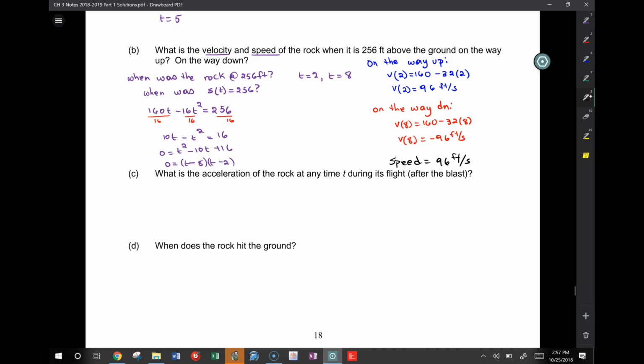Right. Okay. What is the acceleration at any time t during its flight? Okay. So what is the acceleration? Well, we know that v of t was 160 minus 32t. Okay. a of t is v prime of t. So that's negative 32. Okay. That means a of t, we need units now, is negative 32 feet per second per second.